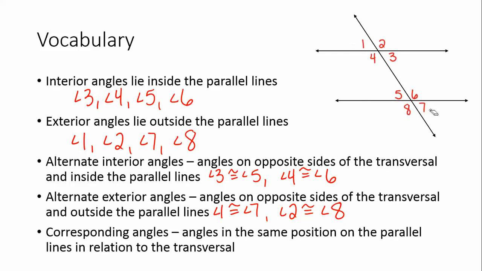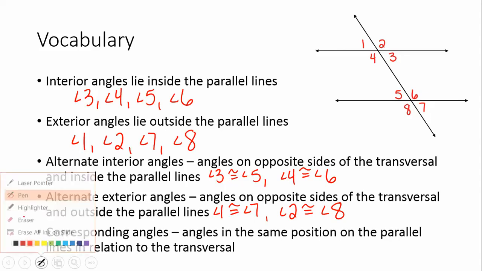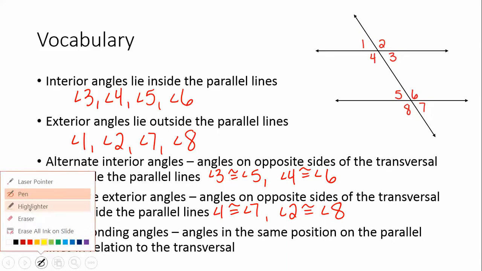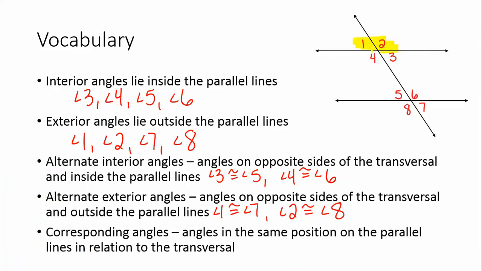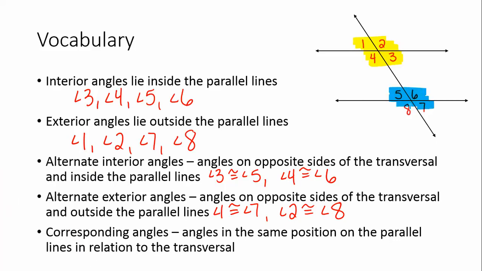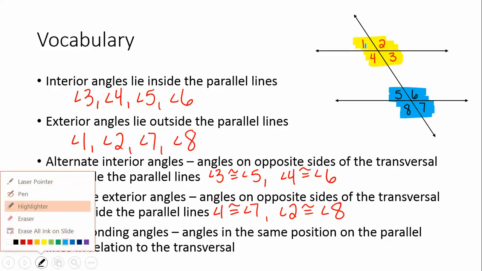Corresponding angles are the last types of angles that we talk about when we're referring to parallel lines and a transversal. And those are angles that are in the same position on the parallel line in relationship to the transversal. And what we want to do here is think of these angles as a foursome. I'm going to use the highlighter. So we have the foursome of 1, 2, 3, and 4 up on top, and down below we have the foursome of 5, 6, 7, and 8. And you kind of think of these as being in a position. Angle 1 is upper left, angle 2 is upper right, we have lower right, lower left. Similar down here: upper left, upper right, lower left, lower right.